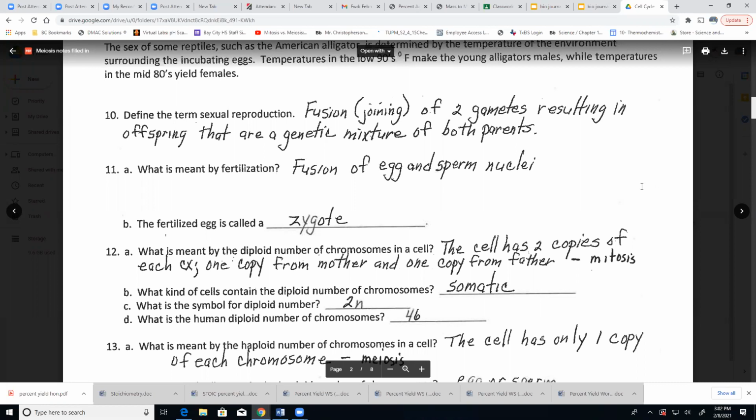So when the egg and the sperm fuse, that's the process of fertilization, and it produces a zygote, which is a fertilized egg. That's going to be the first time that you're going to have two cells come together. One's going to be an egg from the mother, the sperm from the male, and they come together to form a zygote.